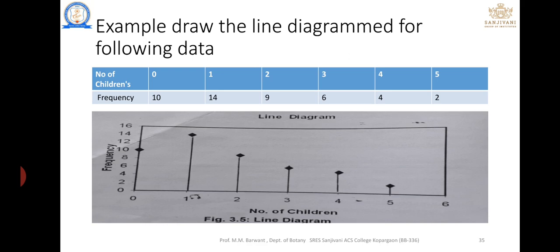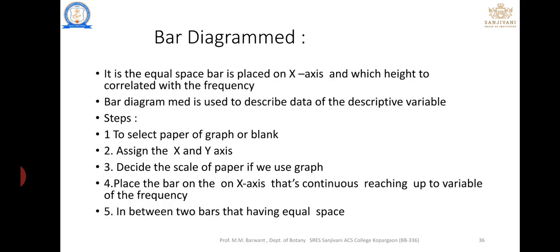After correlating variable and frequency, for example, the first variable is 0 and the frequency is 10. Let's see where the frequency 10 is, and draw a big dot on 10. In the same way, the next variable is 1 and the frequency is 14. Correlate and draw the line from the variable to the frequency; that is known as the line diagram. Bar diagram: it is made of equally spaced bars placed on the x axis, whose height is correlated with the frequency on the y axis.